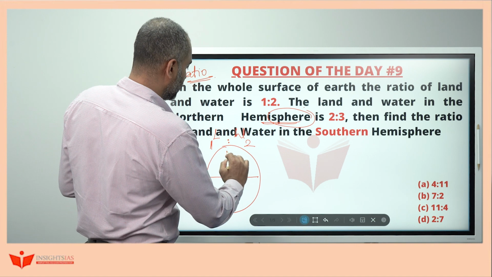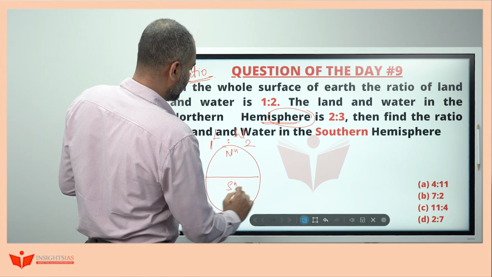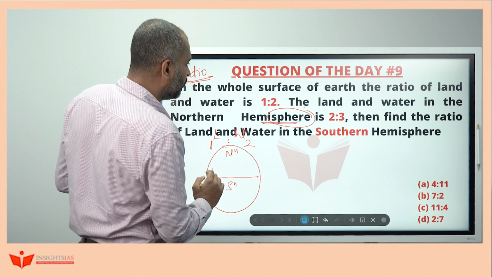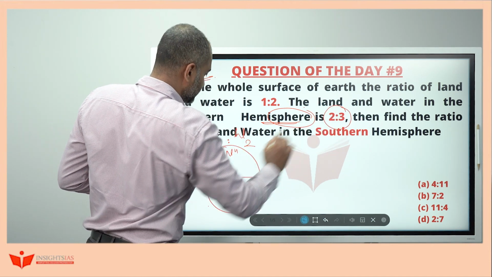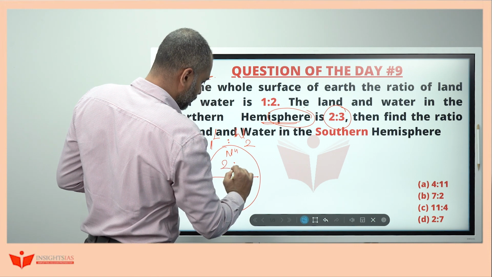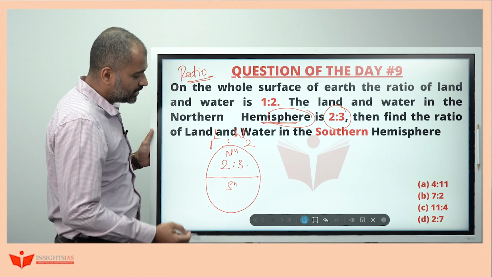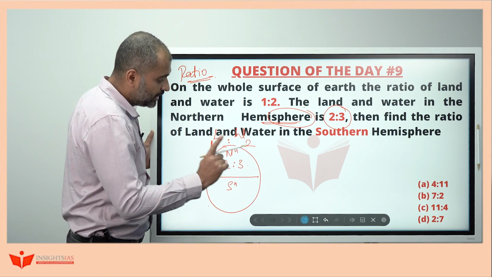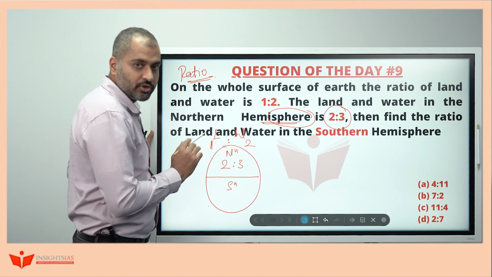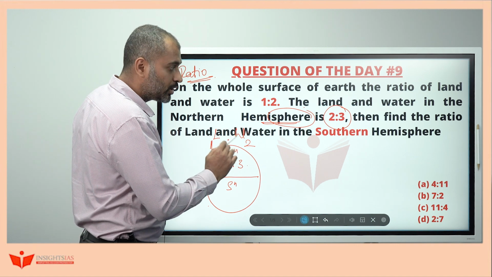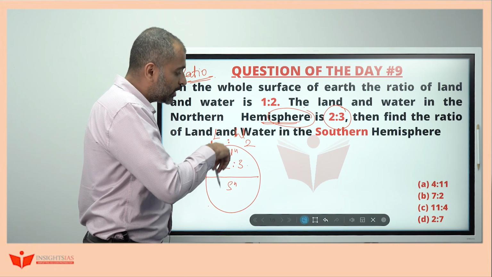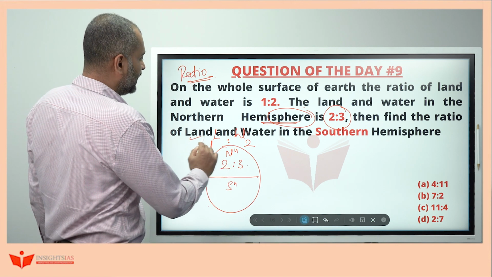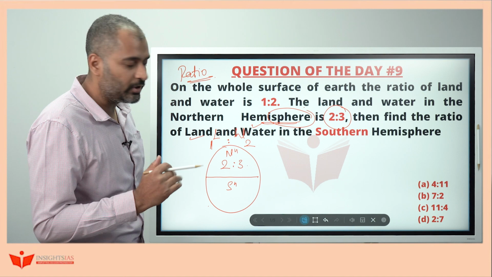So this is northern hemisphere, this is southern hemisphere. Hemi means cut into two equal halves. Here, same land and water is in the ratio 2:3. Then find the ratio of land and water in the southern hemisphere. Be cautious about the order of the ratio. He might ask land is to water, or else in the question he might ask water is to land also sometimes. Here in this case, find the ratio of land and water. So L is to W, you have to find out.